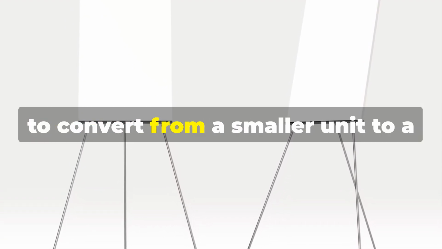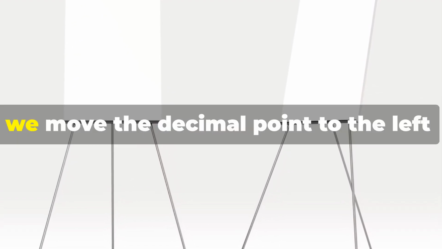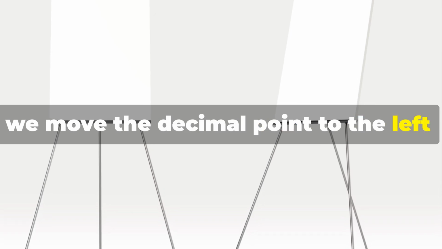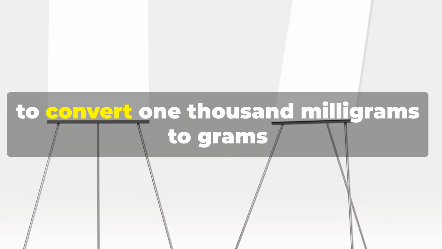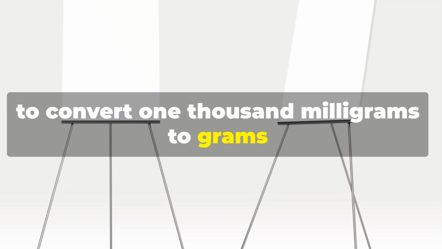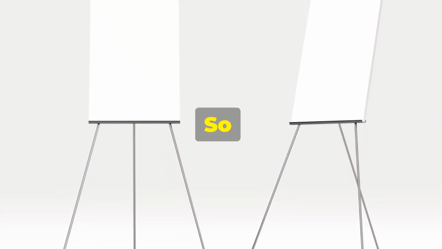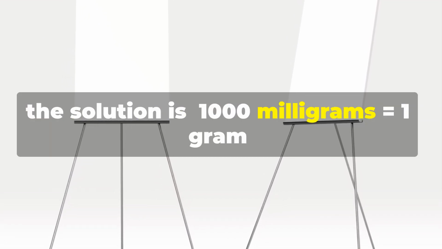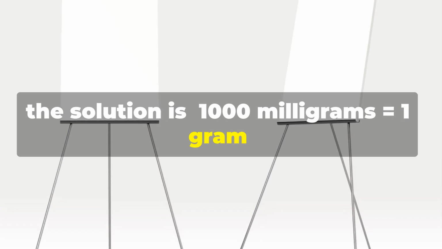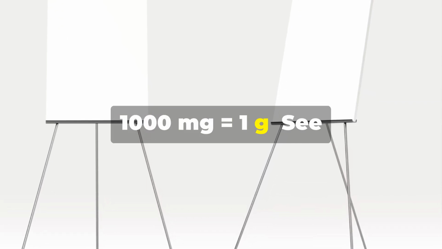Conversely, to convert from a smaller unit to a larger unit, we move the decimal point to the left. For instance, to convert 1,000 milligrams to grams, we move the decimal 3 places to the left, resulting in 1 gram. So the solution is 1,000 milligrams equals 1 gram, 1,000 mg equals 1 g.